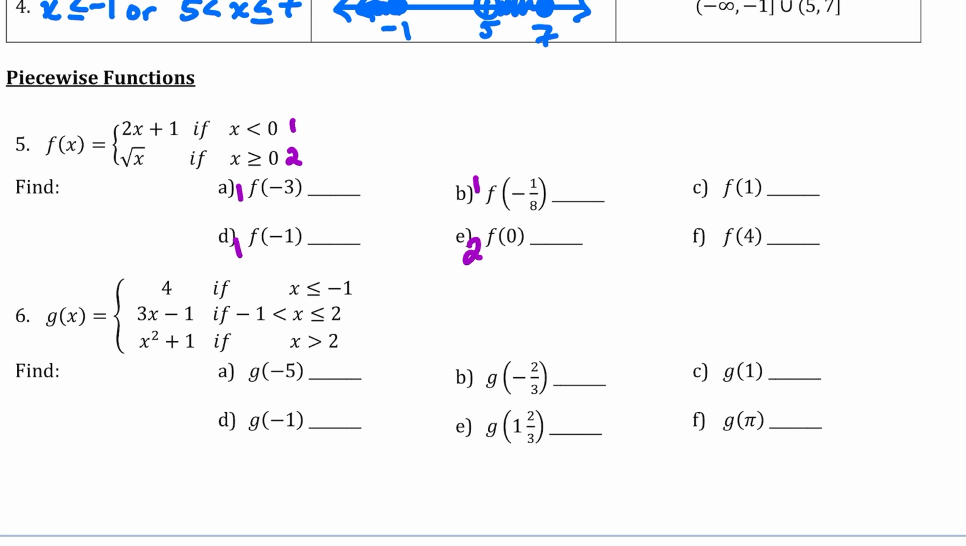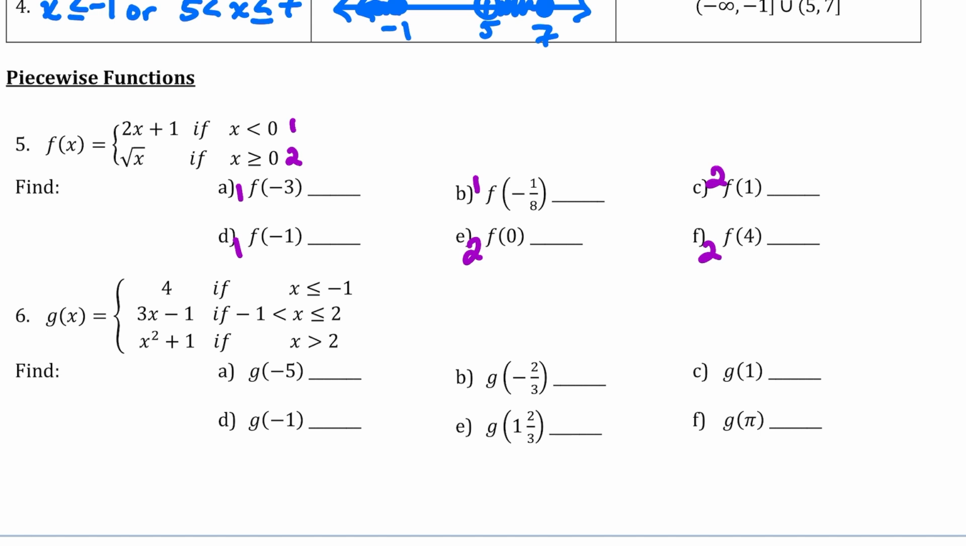1 is greater than or equal to 0, so we're going to plug that into the second equation. And then 4 as well is greater than or equal to 0, so we're going to plug that into only the second one. So you cannot plug in these values of x's into both equations. It's either one or the other. And if there's multiple of them, again, you can only plug in those numbers into one of them.